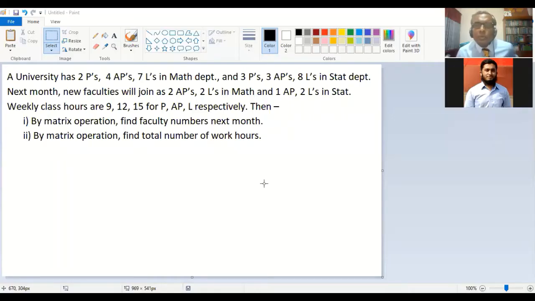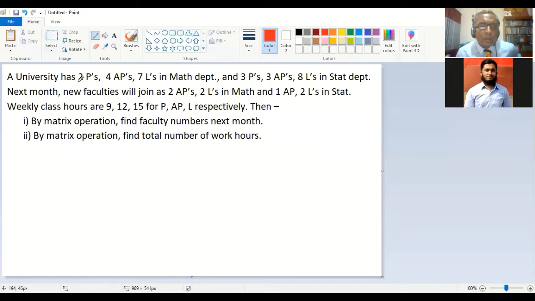We discussed matrix addition, matrix subtraction, matrix multiplication, and I also showed something about applications of matrix operations, right? And I told you in the last class that I will show you one problem and solve it in front of you so that you can understand clearly how the solution can be done by using matrix operations. So this is the question you see.